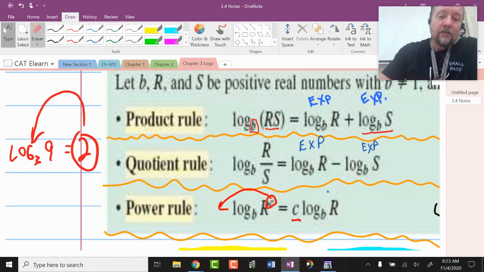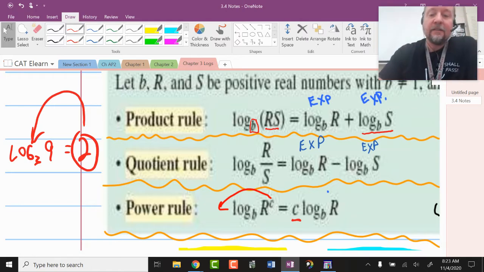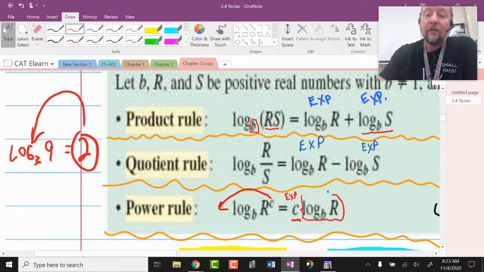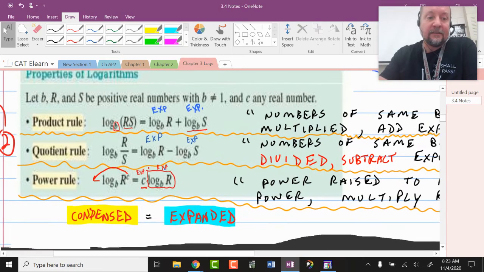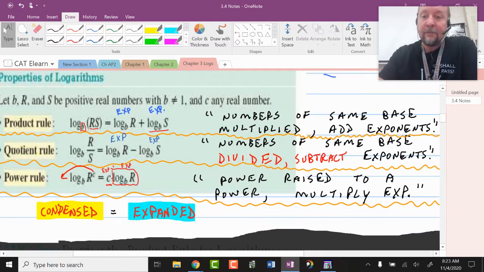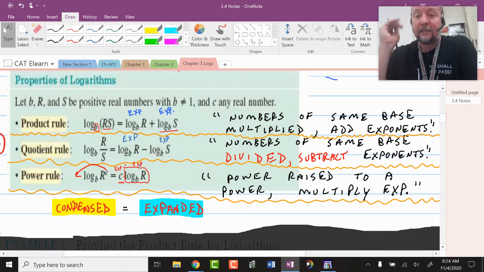And then this is a bit of a stretch, but this is a power raised to a power rule. So log base b of r is an exponent raised to a power. You multiply these two exponents. That one's a bit of a stretch, but c is an exponent, and guess what? Log base b of r is an exponent. And what are you doing with those exponents now? You're multiplying them. So I use the same sentences because they do apply, because logarithms are exponents. So they will follow the exponent rules.